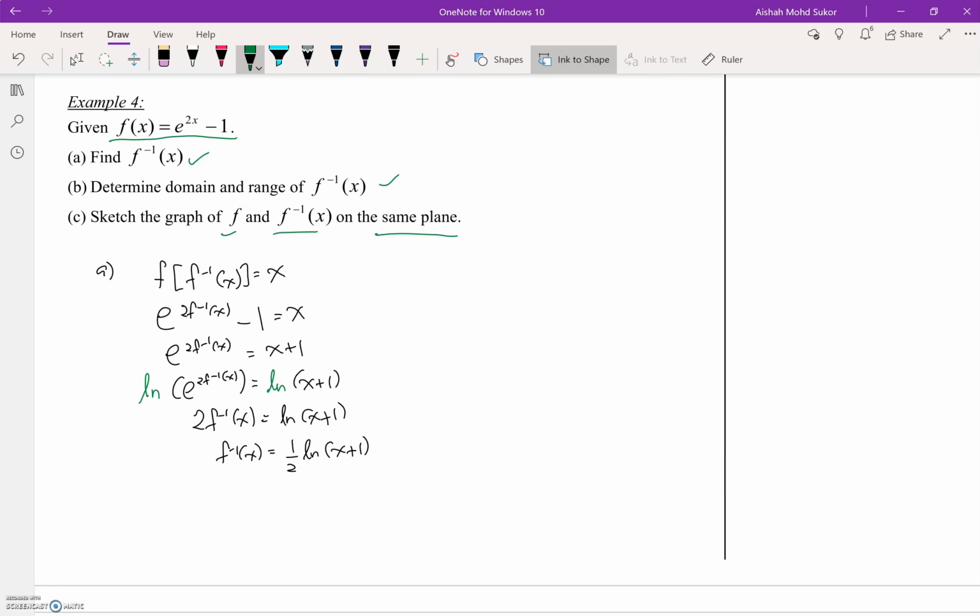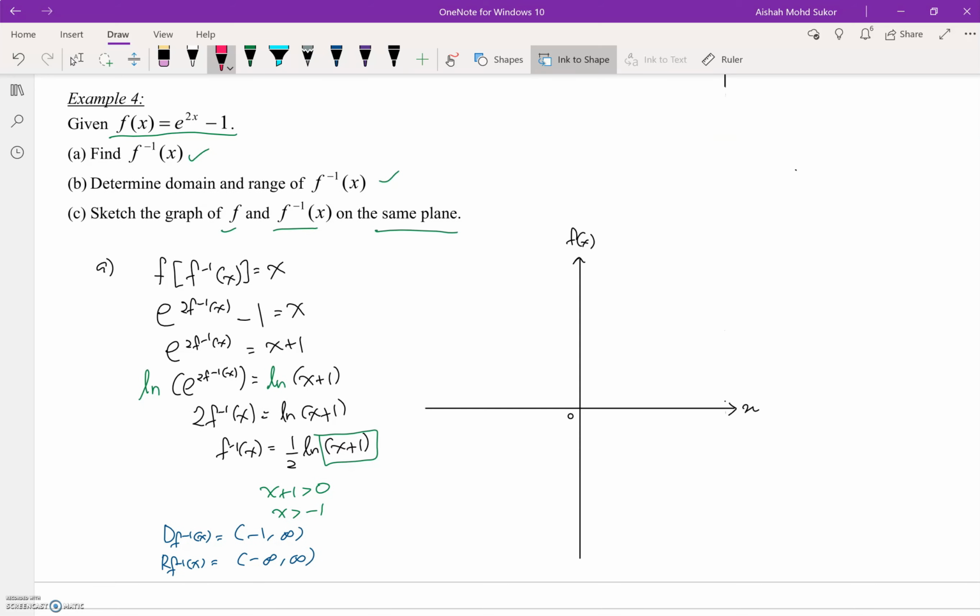To determine the domain and range for f inverse(x), we look at the f inverse(x) function. F inverse(x) will exist if x plus 1 is greater than 0. So x must be greater than -1. So our domain for f inverse(x) will be -1 to infinity, and the range for any ln function is -infinity to infinity. Now we need to sketch the graph of f and f inverse(x) on the same plane.